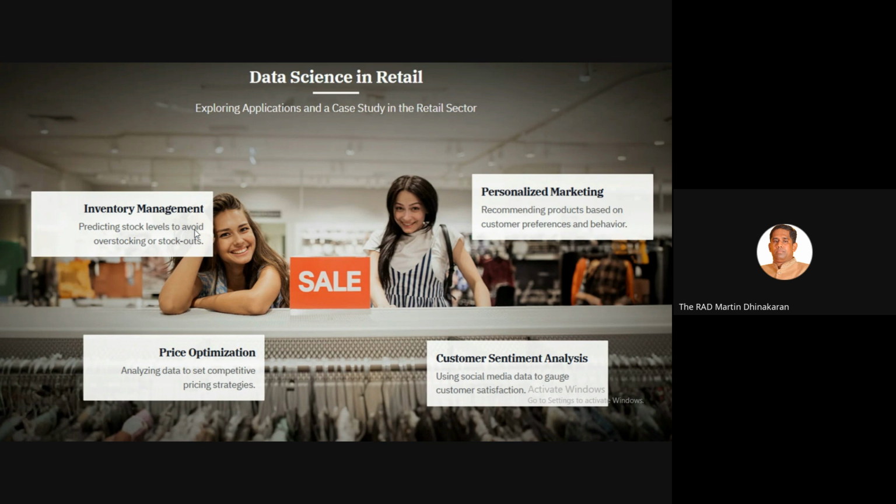Coming to the government, what you need, what is your sentiment? You need good food, good shelter, good means of transportation. So everything is based upon your sentiment, and that sentiment has to be good. So this is all the data science in retail: inventory management, price optimization, personalized marketing, and customer sentiment analysis.